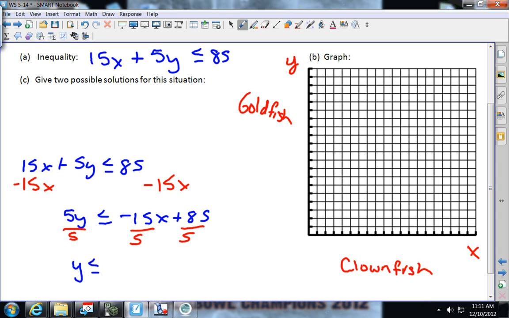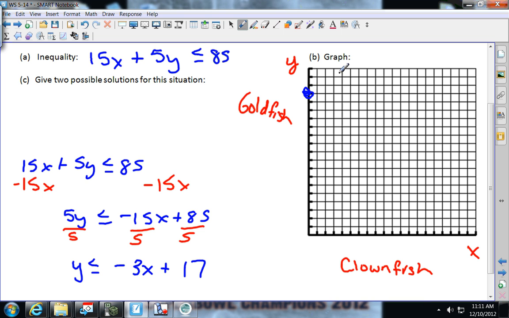y is less than or equal to negative 3x plus, what is that, 117? Now that we have our inequality, we can graph it. I'm going to go up for my y-intercept. 1, 2, 3, 4, 5, 6, 7, 8, 9, 10, 11, 12, 13. Oh, I'm losing track. I hate it when I do that. 1, 2, 3, 4, 5, 6, 7, 8, 9. All right, there we go.